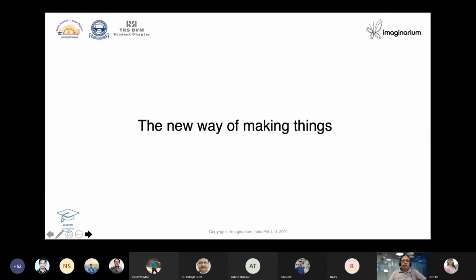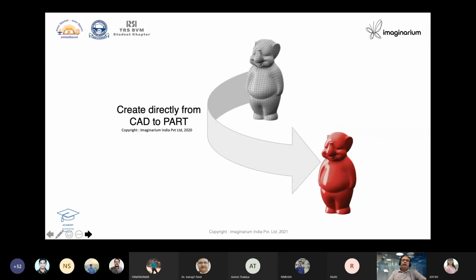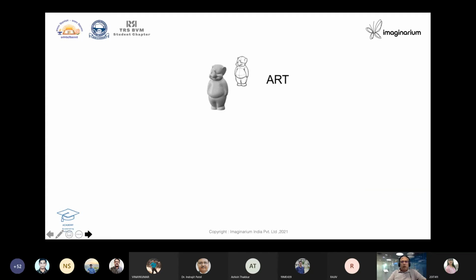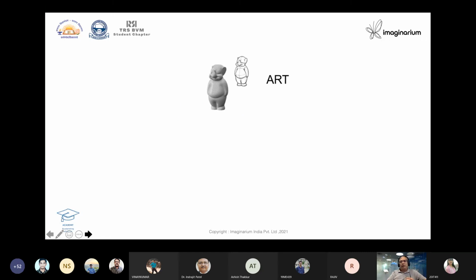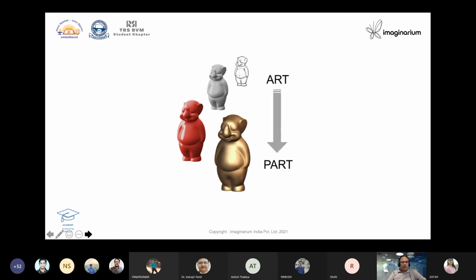So, what is the new way of making things then? It is a regime wherein we can build parts directly from CAD to part. A CAD is a virtual object, as we know, on a computer like this. And how can we have a part which can be made physically? You can hold it. So it is not a kind of virtual reality, but a real reality. Virtual to real is the game. It is all about converting a doodle to a computer model, to a computer rendering, and finally a product you can hold in hand and explore. That is the beauty. So sometimes we call it the art to part transformation.